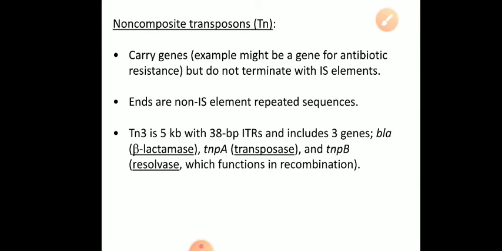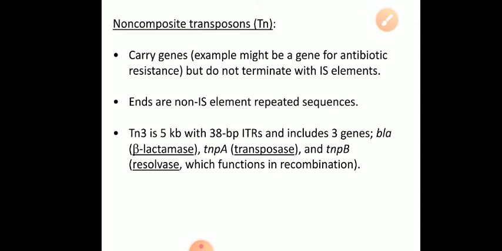Is that clear? Say for example, Tn3, transposon 3, is an example of a non-composite transposon having a length of 5 kb, that means 5000 base pairs, with 38 base pair inverted terminal repeats. There are only inverted terminal repeats. Complete IS elements are not present at the right or left terminal. What is present at the right and left terminal? Inverted terminal repeats only. In our example Tn3, it is a 38 base pair inverted terminal repeat. Is that clear? And in the center there are three genes.